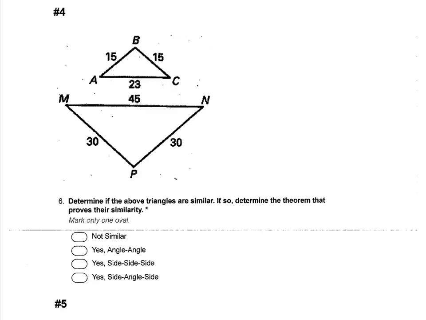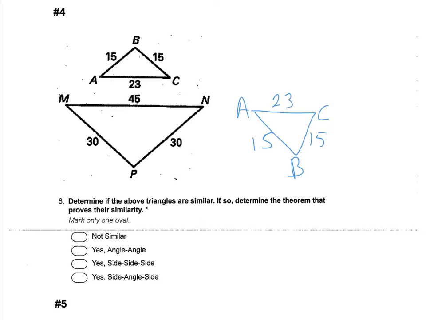Number 4. Okay, again, same thing. Determine whether these triangles are similar. Here are your choices: angle, angle, side, side, side, and side, angle, side. Again, this is just me, I personally would like to maybe redraw. Let's just redraw the little one right here like that. So here's B. Here's C. Here's A. So we've got 15, 15, and 23.